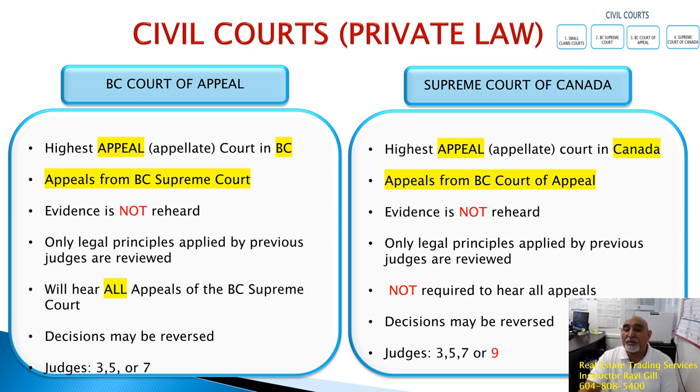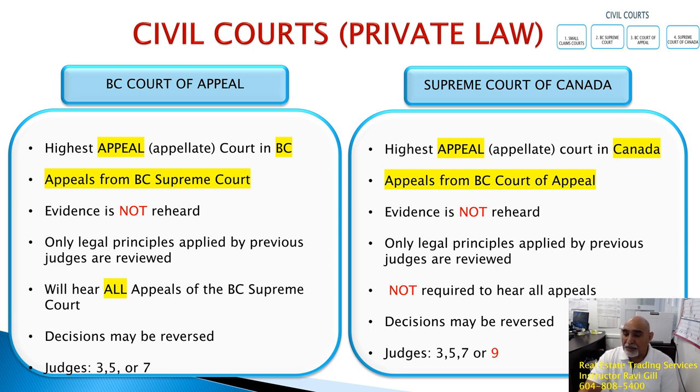Evidence is never reheard. Evidence is whatever evidence was presented in the court, either small claims or BC Supreme Court, it will not be reheard. The judge basically has all the documents, all the paperwork, and he will look to see if the legal principles applied by previous judges, and he will review them. Okay, will hear all appeals. Okay, it's automatic. If you want to appeal from BC Supreme to BC Court of Appeal, you're allowed.